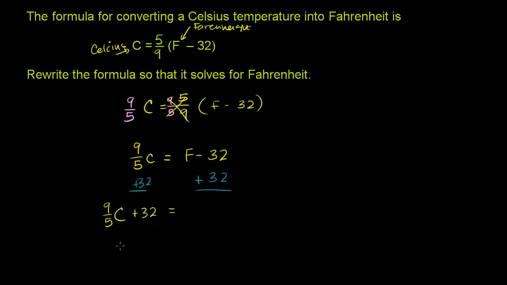And that's going to be equal to, this negative 32 and positive 32 cancel out. That was the whole point behind adding 32. So it's just going to be equal to F. And we're done. We have rewritten this formula up here so it solves for Fahrenheit. This is the Fahrenheit right here. We've solved for Fahrenheit in terms of the Celsius temperature.